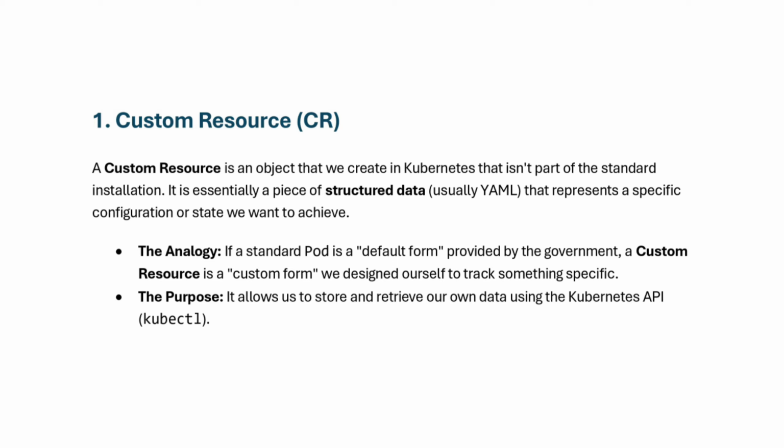So a custom resource is an object or a service or a resource, and it is structured data, usually in YAML format, that represents a specific configuration or state we want to achieve. For example, Istio, Argo, etc. The mechanism behind it is extending the Kubernetes API server. By default, it is limited to default resources, and we extend that API server with custom resources with respect to our needs, or our application's, software's or organization's needs.